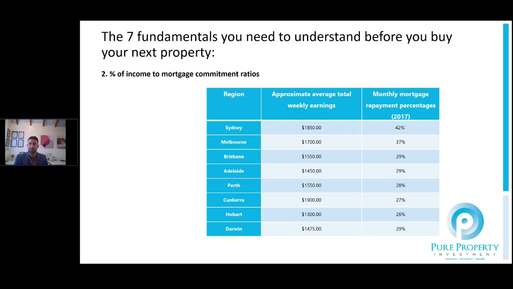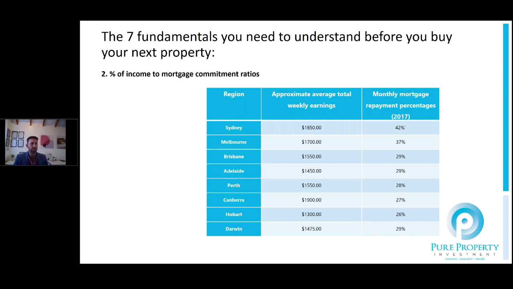Look, it might be a little bit late as far as the data is concerned, because we can't get this data from our end immediately, so it's a bit of a laggard in its own way, but it's probably giving a good indicative rate of where the markets sit across the country right now and where the percentage of mortgage commitment ratios lie to the approximate average total weekly earnings.